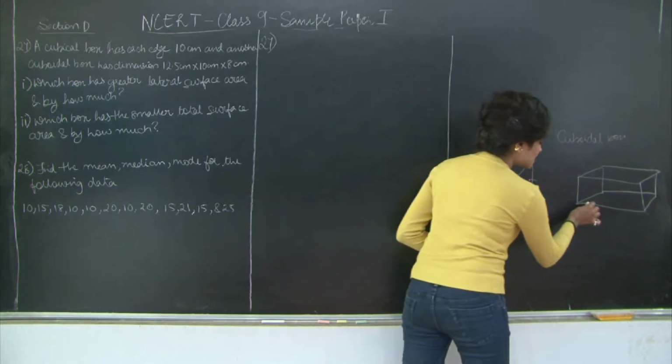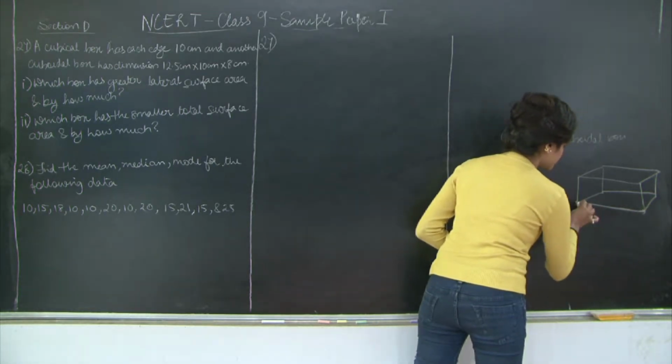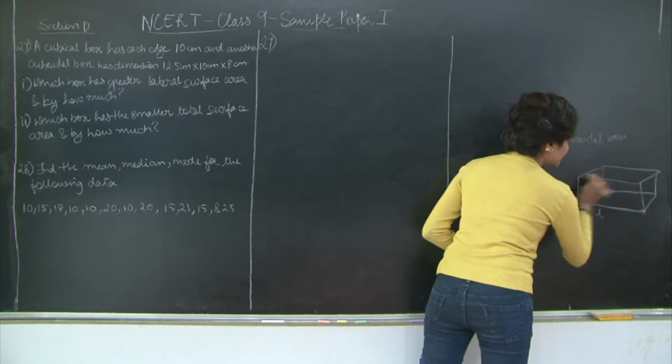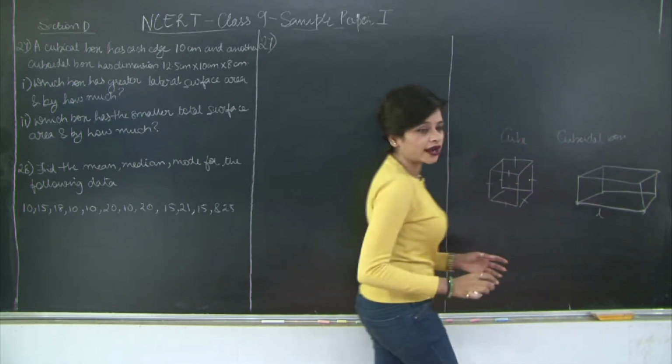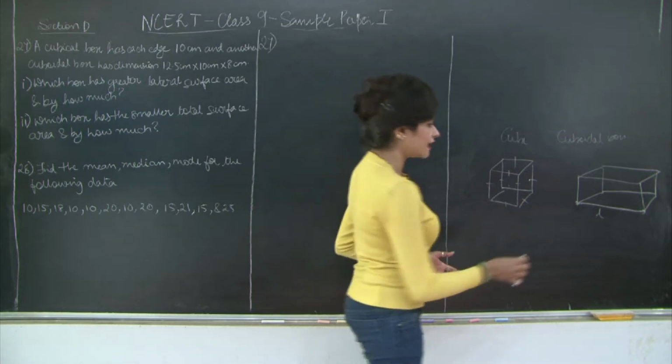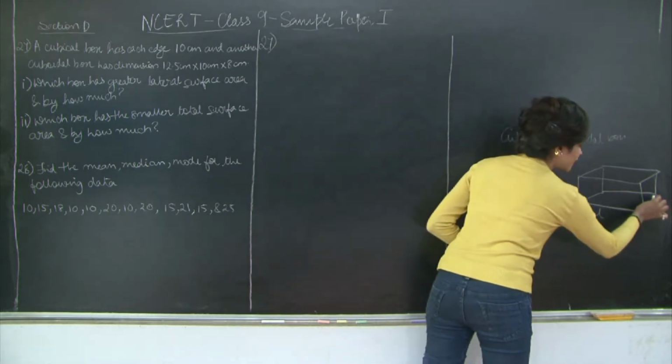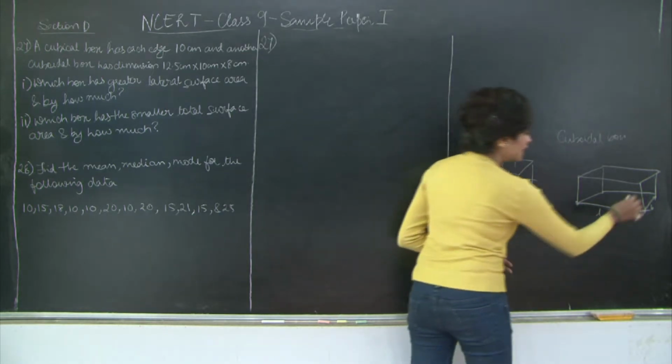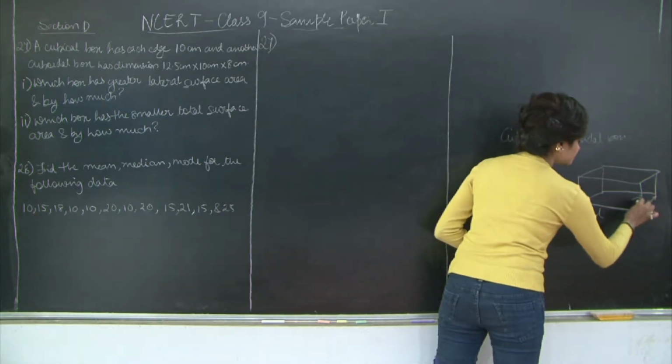So this base is the length. This is the length and this is the length. So four edges are equal in length. Then you have breadth or width denoted by B, and this is height.